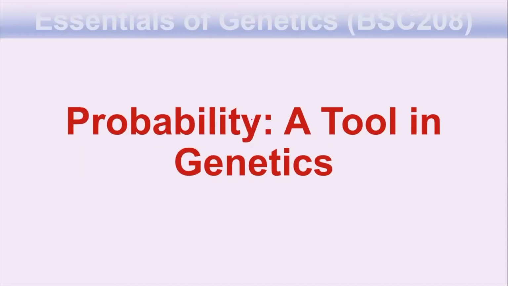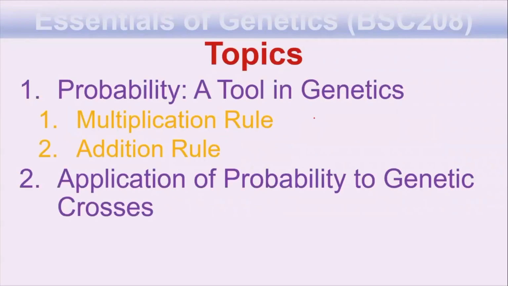So, in today's lecture, we will be looking at probability as a tool in genetics. There are two rules of probability used in genetics. One is the multiplication rule, and the second one is the addition rule. And then we will look at the applications of probability to genetic crosses.